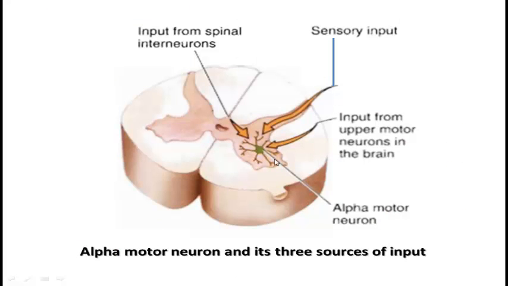Once more, there is convergence of information or signals to the anterior horn cell in the spinal cord. For example, it receives input from upper motor neurons in the brain. It receives sensory input from the muscle. It receives input from spinal cord interneurons. And then the function of this alpha motor neuron, or anterior horn cell, is to integrate all this information that reaches it to give the muscle the appropriate order.